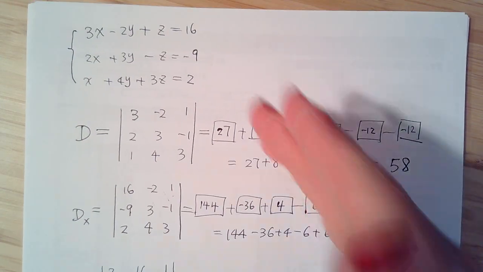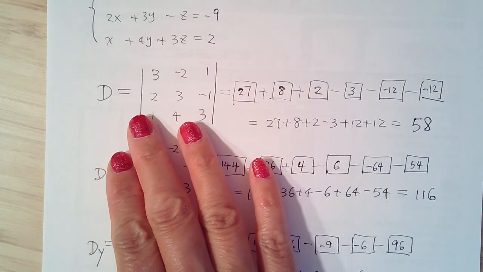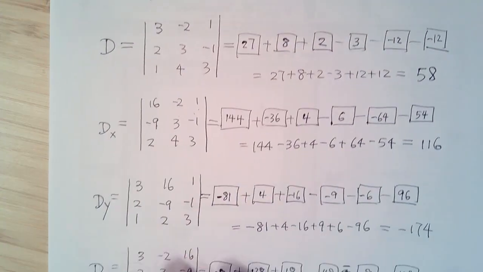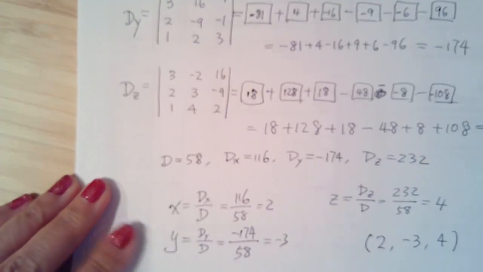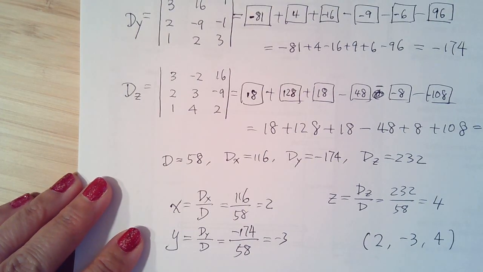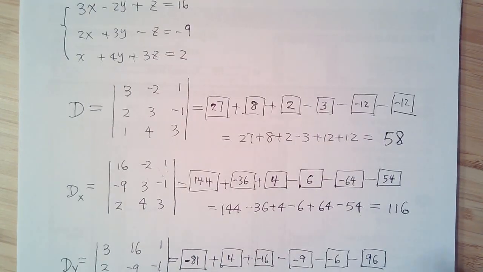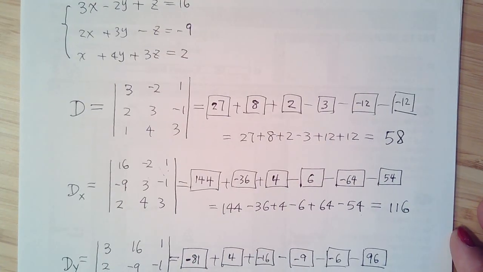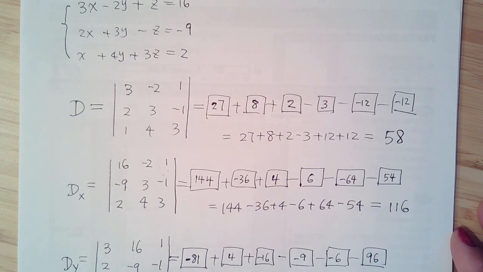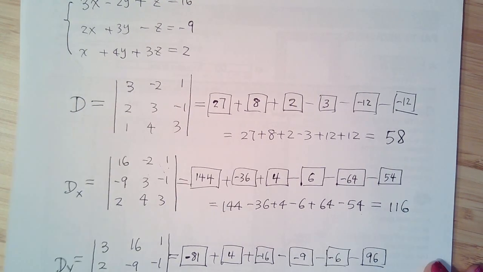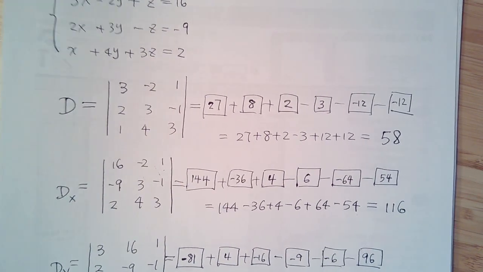Once you have the equations, you figure out d, dx, dy, and dz, and then Mr. Cramer just comes in and tells you what x, y, and z are. Just do simple division. But when you work with a 3 by 3 matrix and want to find its determinant, I strongly suggest this train method. Okay, so have fun.